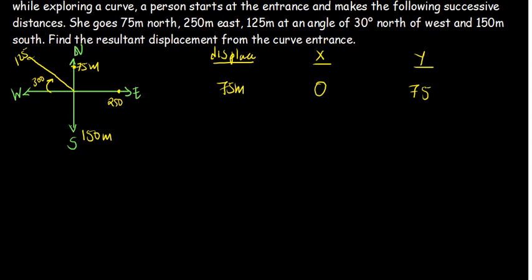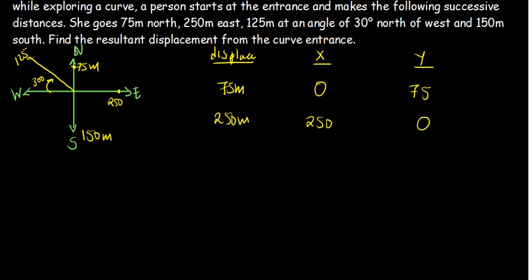You go to the 250 meters displacement. Now this one is on the east. The east is the x-axis, and the x-axis is the reference, meaning that the angle is 0. Cos 0 is 1, so 250 cos 0 is going to be 250 itself. Sin 0 is 0, so 250 sin 0 will be 0.